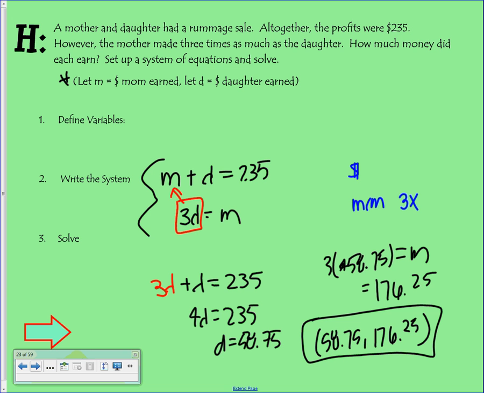The really nice thing about this is you can just plug those values back into either equation to make sure that you did them right. So that's the trickier versions of substitution.